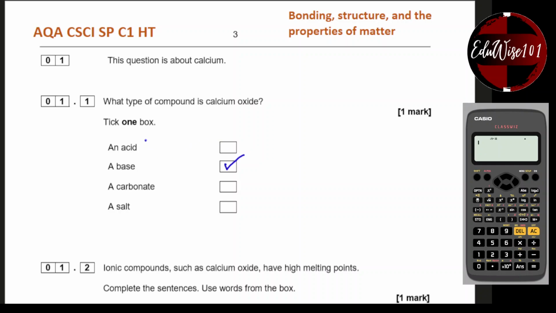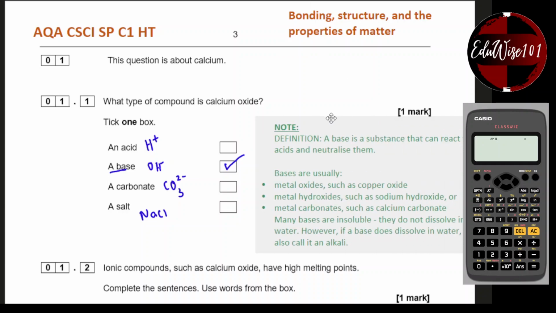Remember, if it's an acid, it should have H plus ions. A base can be a metal oxide or it can have OH minus ions as well. Carbonate will have CO3 2 minus ions. A salt is usually a metal plus a non-metal like sodium chloride. So it's worthwhile to revise what a base is and write the definition for base as notes.